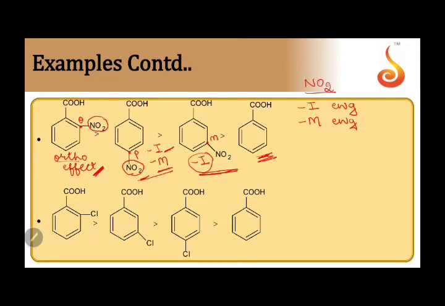Let's see one more example. In this case, we are considering a halogen. If we consider the nature of halogen, as it's an electronegative atom, we can say that it is minus I, that is, it is electron withdrawing through inductive effect. It is also a plus M group, meaning it is an electron releasing group through mesomeric effect.